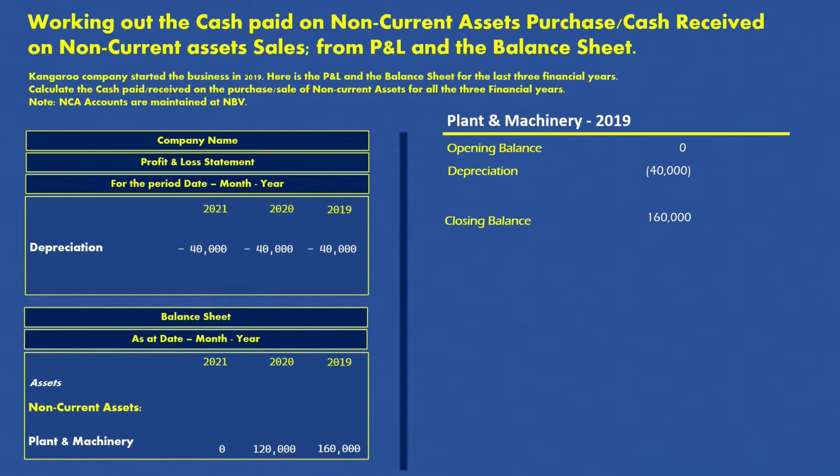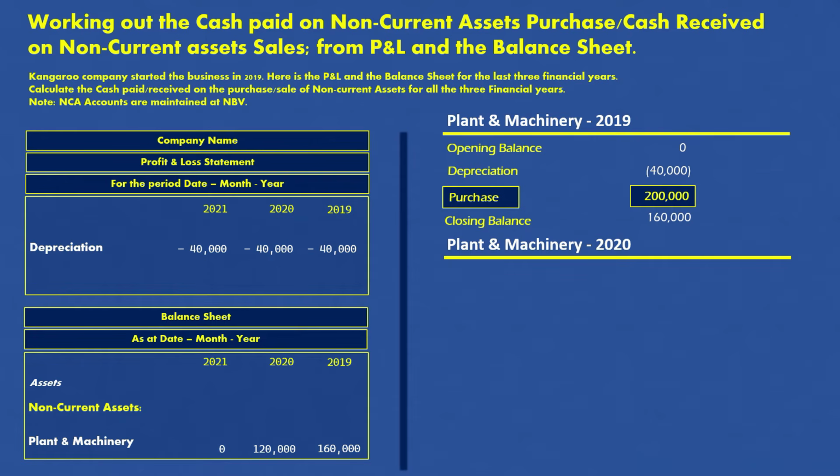So now if we just solve this calculation as a mathematical equation, that is opening balance minus depreciation plus additions minus deletions equal closing balance, if we solve that equation, you can find out that the purchase of the asset must be $200,000.